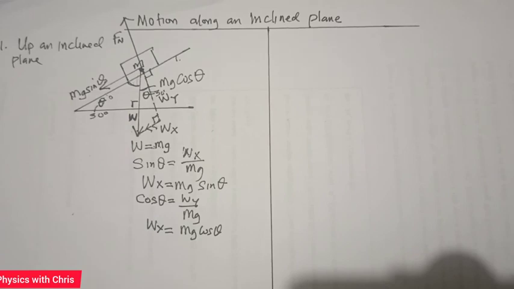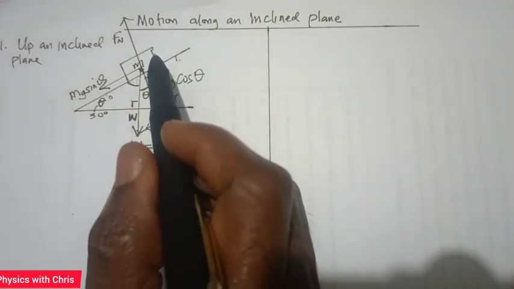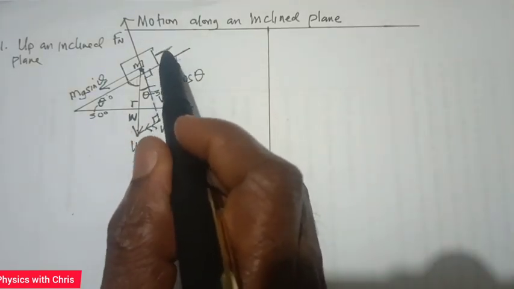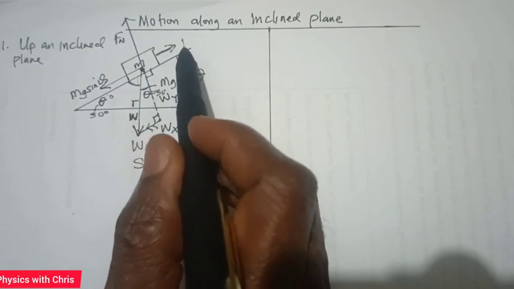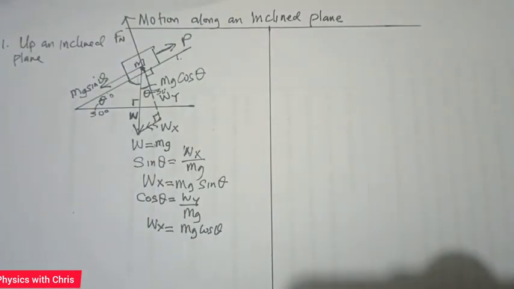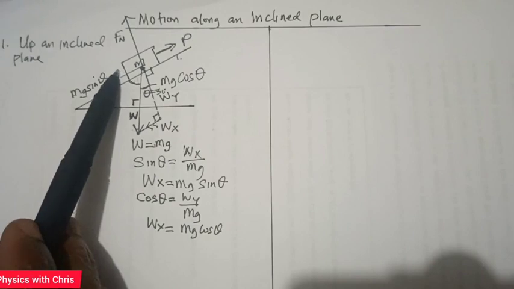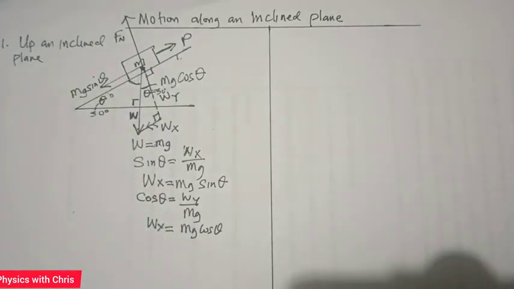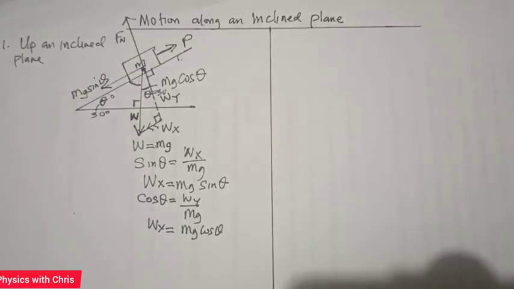Now what happens if a force P is applied this way? Let's call this force P. It is applied this way to pull the block of mass m up the plane. That is the case we are considering now. Now, let's see some cases.